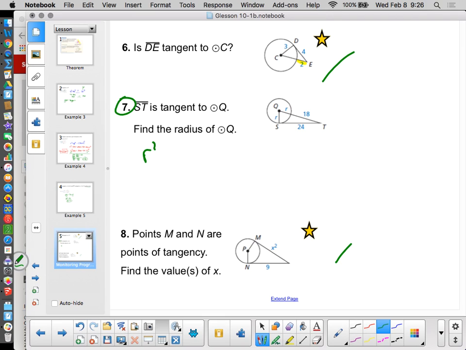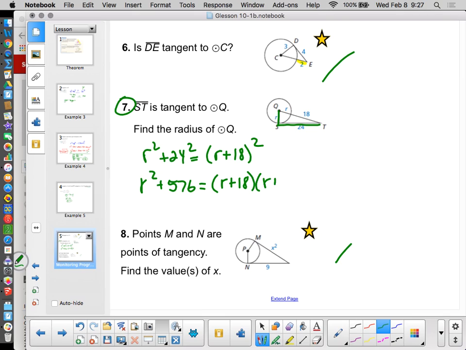But r squared, leg squared, plus leg squared equals the hypotenuse, which is r plus 18 squared. Now the r squared is just r squared plus 24 squared. 24 squared, I should know that off the top of my head, but I don't right now, 576. And we have to FOIL this out. This is r plus 18 times r plus 18. So that's r squared plus 36r, because 18r and 18r, and 18 squared is 324.